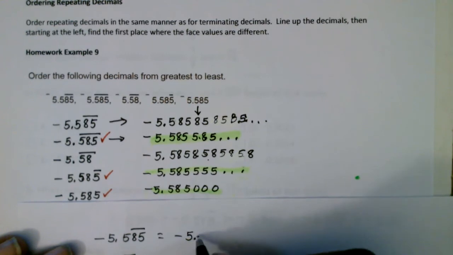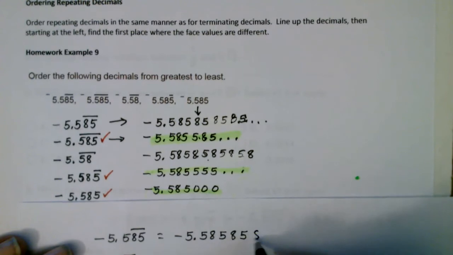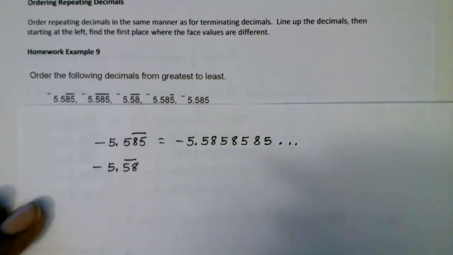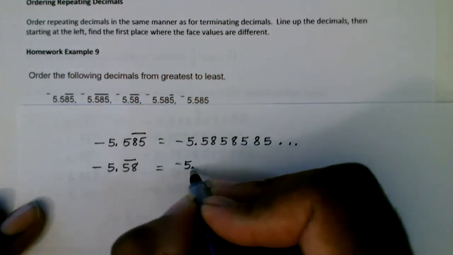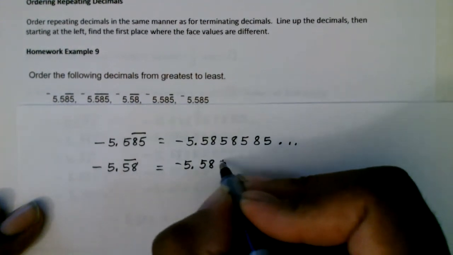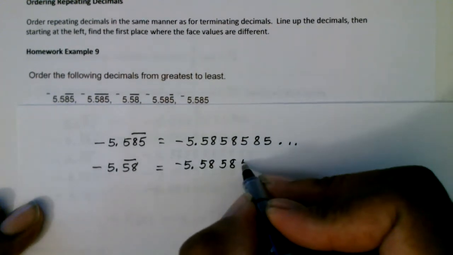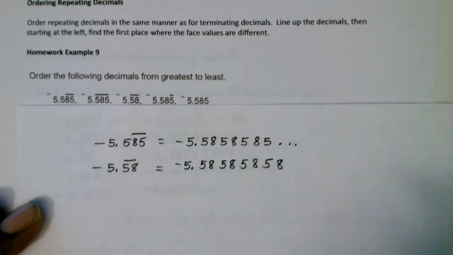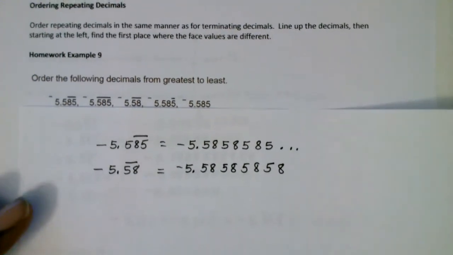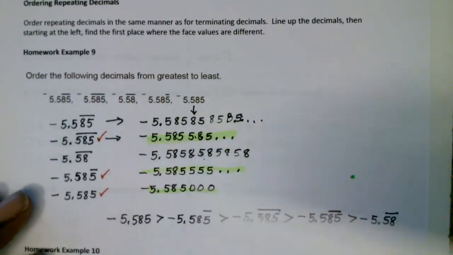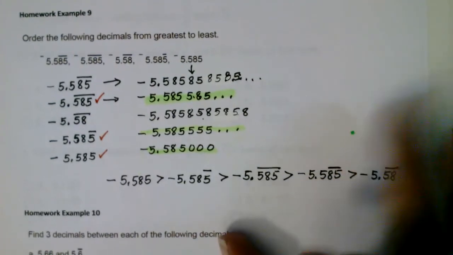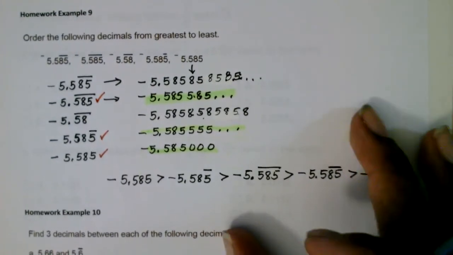So it'll be negative 5.58585885, and so on. And then negative 5.58585858. Okay. So this is the order from greatest to least.